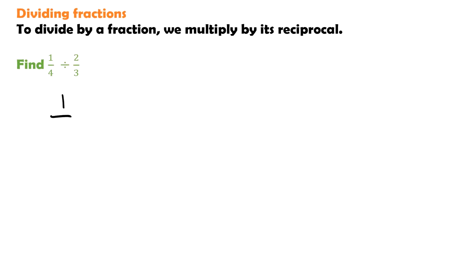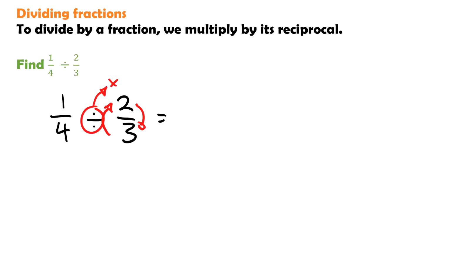So if I have 1/4 divided by 2/3, the first thing I want to do is flip my second fraction, and this changes to a times. So 1/4 stays, that doesn't change. My division sign is now a multiplication sign and I'm multiplying by the reciprocal, which is 3/2.